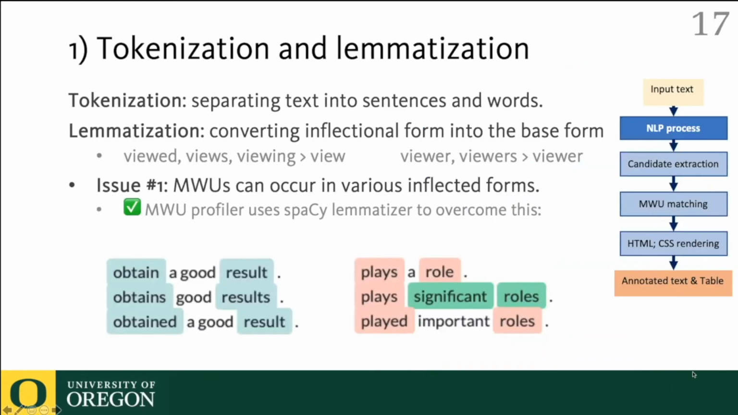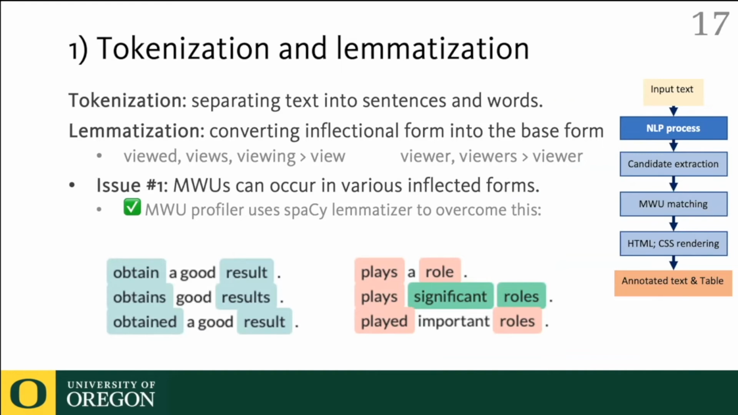The first one is tokenization and lemmatization. This is done by spaCy, and tokenization is a process of separating text into sentences and words. In the case of English, it's relatively straightforward because we have white spaces between words. But spaCy also does a more advanced type of tokenization using some probabilistic analysis, but essentially separating into words.